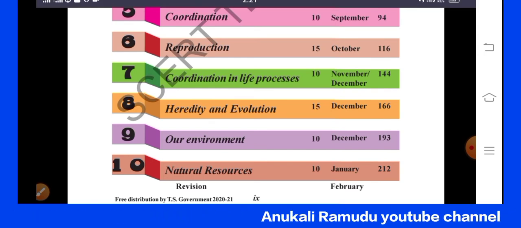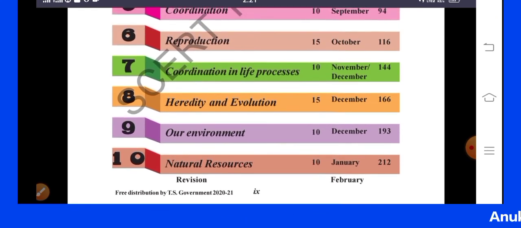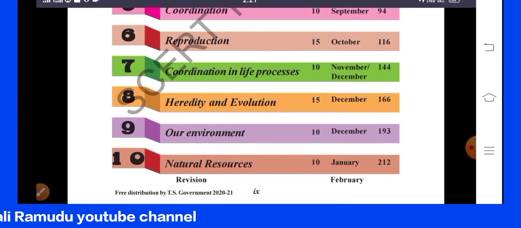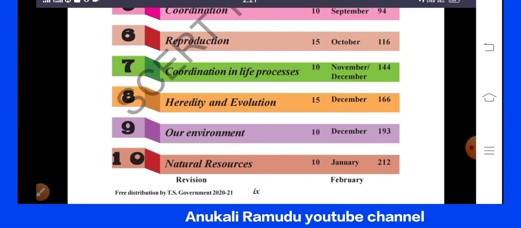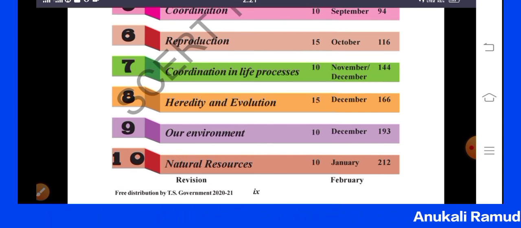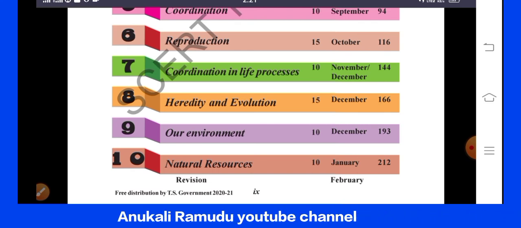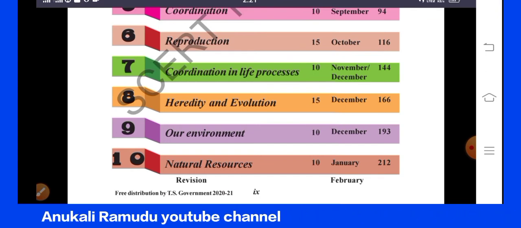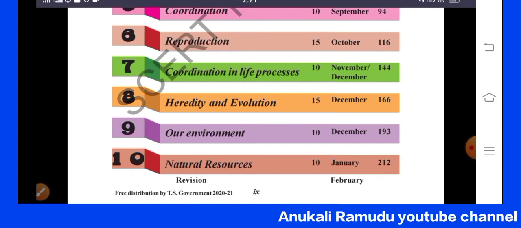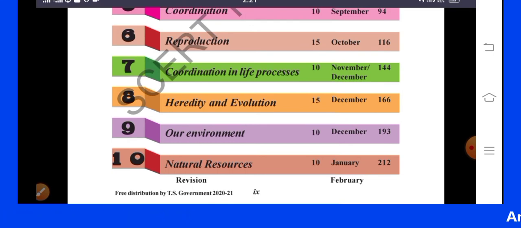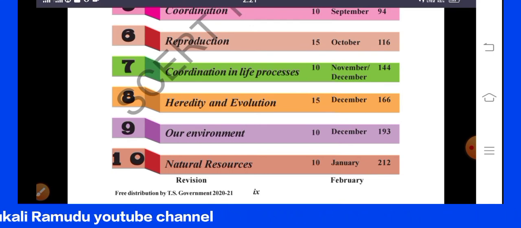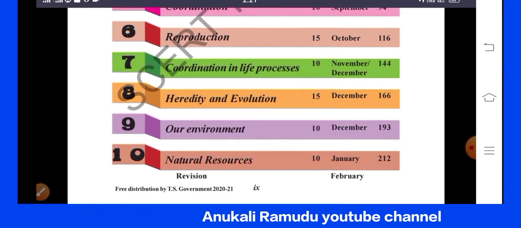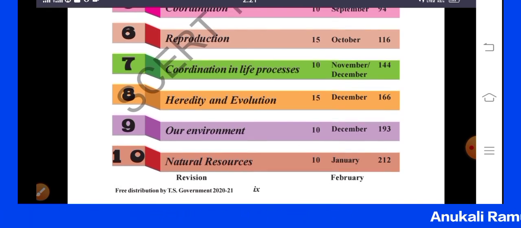Next, go to the 7th chapter: coordination in life process. It is very, very important. Already I said life process. So now, coordination in life process. What are the life processes? The basic processes which help the organism for growth, development and survival. For example, reproduction, respiration, transportation, digestion, excretion, all these are life processes only.